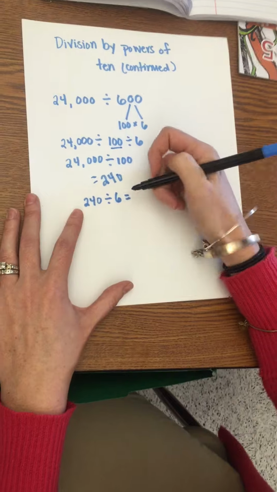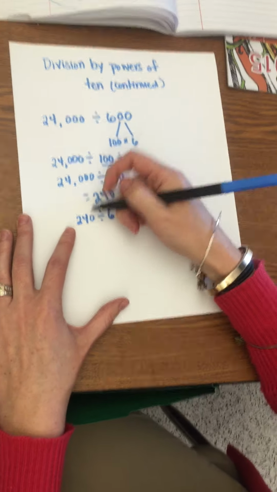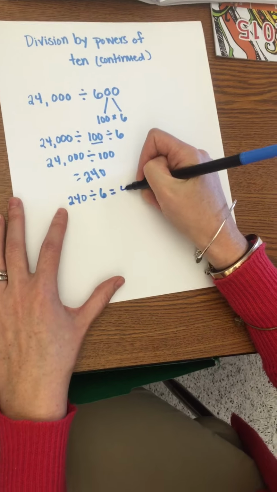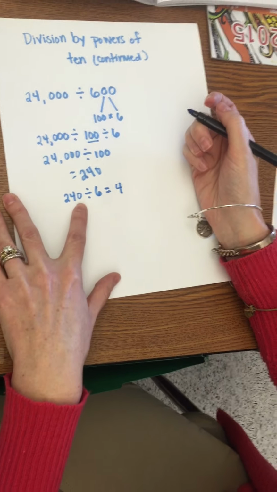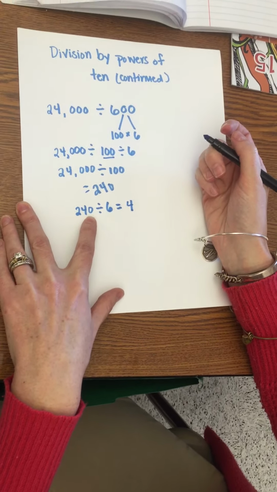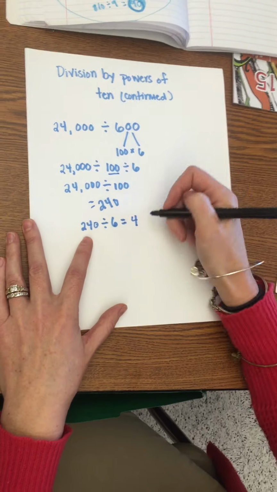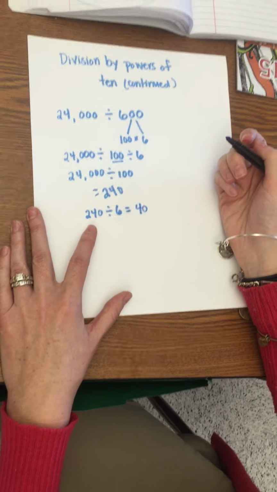Now I know that 6 times 4 gives me 24. And I know that I have a 0 left in the dividend, so I put a 0 in my answer.